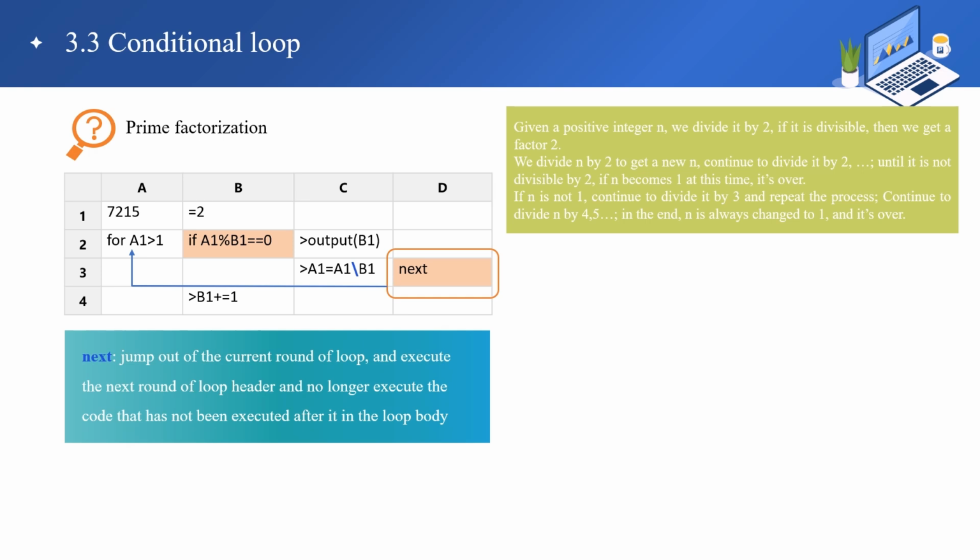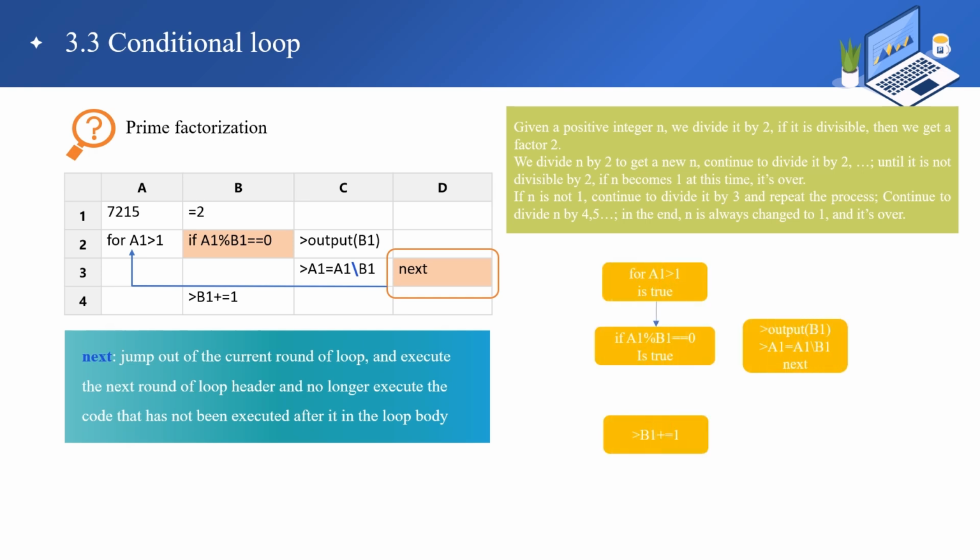Think about this logic process carefully. B1 starts with 2. If A1 can be divisible by 2, output the 2 in C2, divide A1 by 2, and then go back to A2 again to enter the next loop. At this time, B1 is still 2, because next will skip B4, and the statement B1 plus equals 1 is not executed. After all the factors of 2 are calculated, the if of cell B2 will not hold, and then it will enter cell B4 to execute B1 plus equals 1, change B1 into 3, and then enter the next loop. This single-layer loop can achieve the same effect as the above two-layer loop.